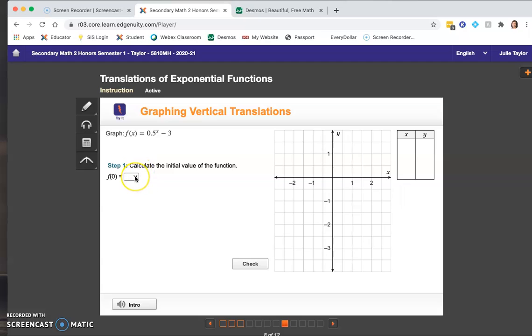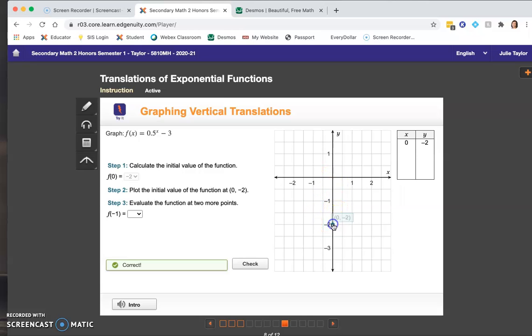So we're going to look at the same thing. We're going to calculate an initial value. f of 0, 0.5 to the 0 is 1, and 1 minus 3 is a negative 2. So that's our initial value, and we're going to plot that point, 0, negative 2. Over here we have our table of values you can refer to. Then we're going to evaluate the function at 2 more points.